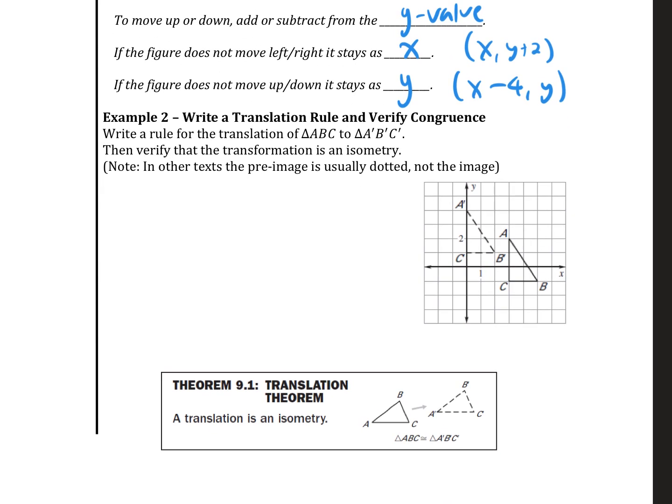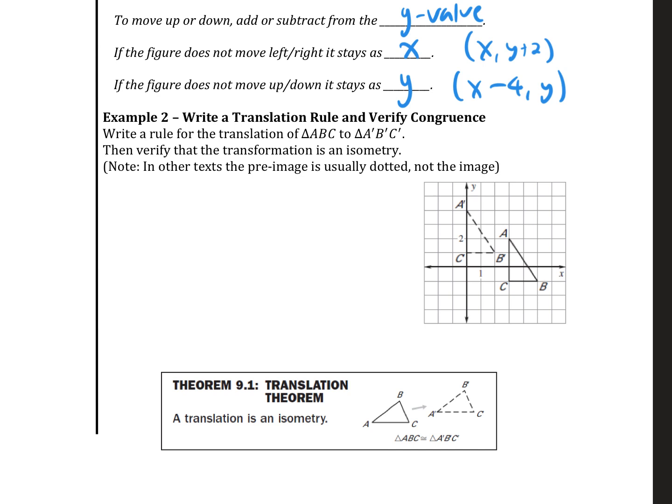Okay. All right. Now, instead of taking a rule and graphing, we actually are trying to figure out what the rule is from a graph here. So you can see here what I was kind of talking about. Their image is dashed and their pre-image is solid, which is kind of goofy. So, but yeah, we'll go from here. So let's see.